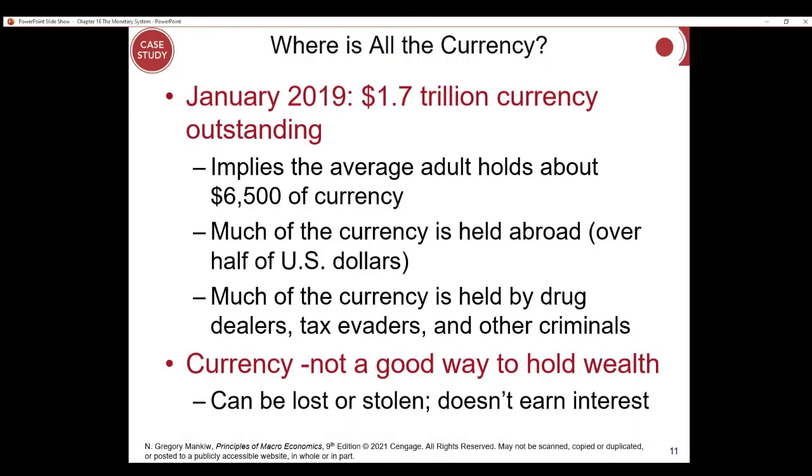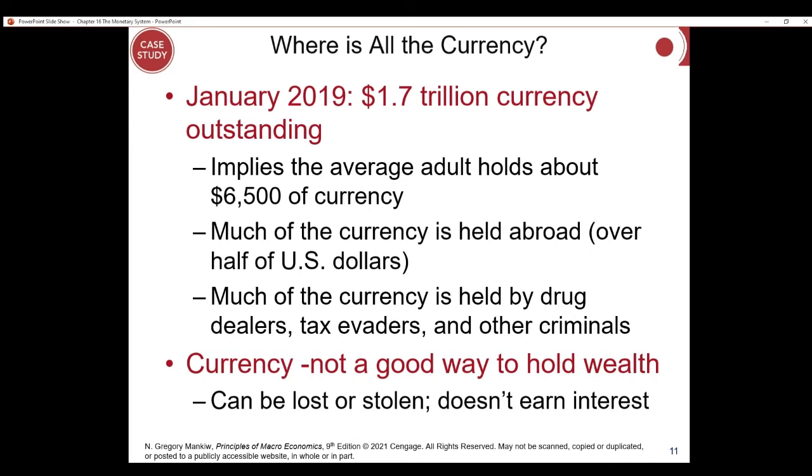In this case study, we can ask, where is all the currency? In January 2019, there was $1.7 trillion of currency outstanding. This implies that the average adult holds $6,500 in currency, but that doesn't really make a lot of sense. Most of us don't have $6,500 of cash on hand. That's because most of the currency is held abroad by foreign speculators or foreign governments wanting to have some amount of US dollars in their treasuries.